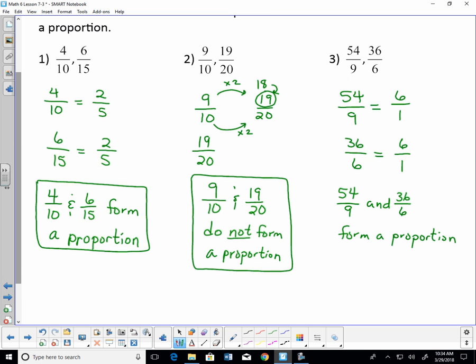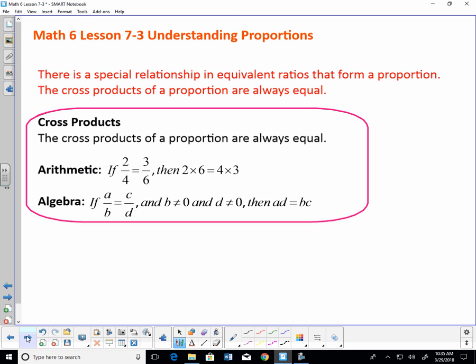Now, there's another way to determine whether or not something forms a proportion, and that is using something called cross products. There's a special relationship in equivalent ratios that form a proportion. The cross products of a proportion are always equal. Essentially, the cross products are exactly what they sound like. They make a cross. That means the numerator of one fraction multiplied by the denominator of the other fraction has to be equal to the numerator of the second fraction multiplied by the denominator of the first fraction.